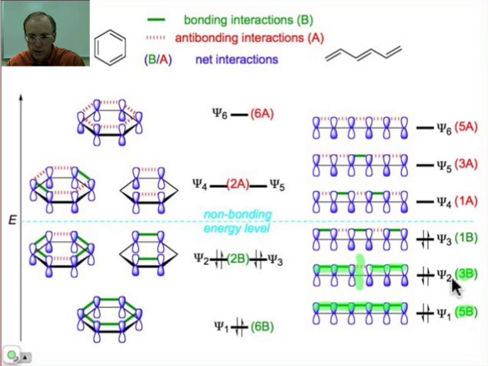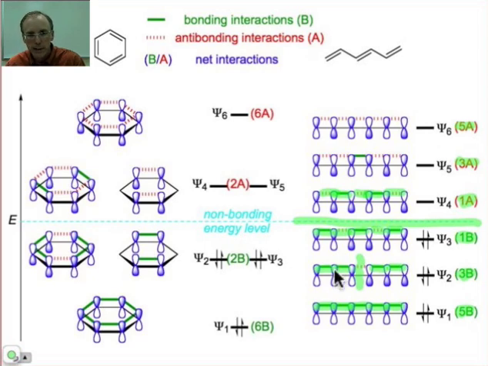bonding interactions. In psi 3, the next level up, we have 1, 2, 3 bonding and 1, 2 anti-bonding, or in other words, 1 net bonding interaction. And that's where we draw the line. Those are the filled levels. The empty levels, you can see, have 2 bonding and 3 anti-bonding interactions, so 1 net anti-bonding interaction. You can keep going, up to 3 anti-bonding and 5 anti-bonding for the highest level.